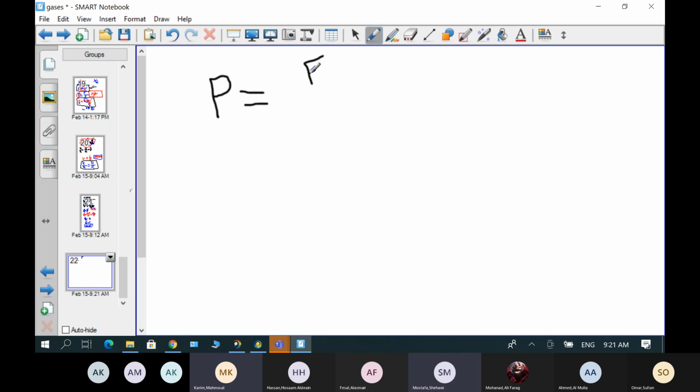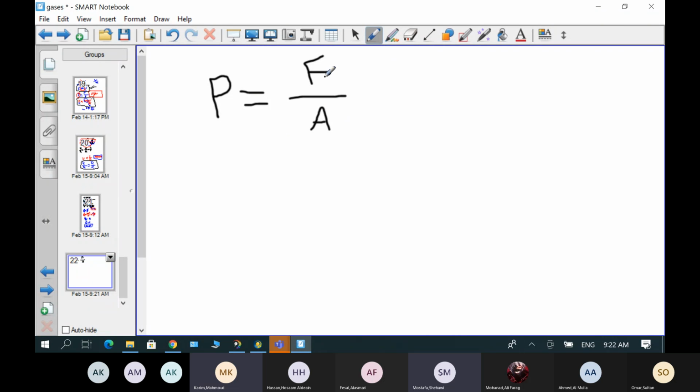Hold on. Is it P equal force divided by what? I don't remember. I'm sleepy, so I can't remember anything. Over area. Pressure equals force divided by area.